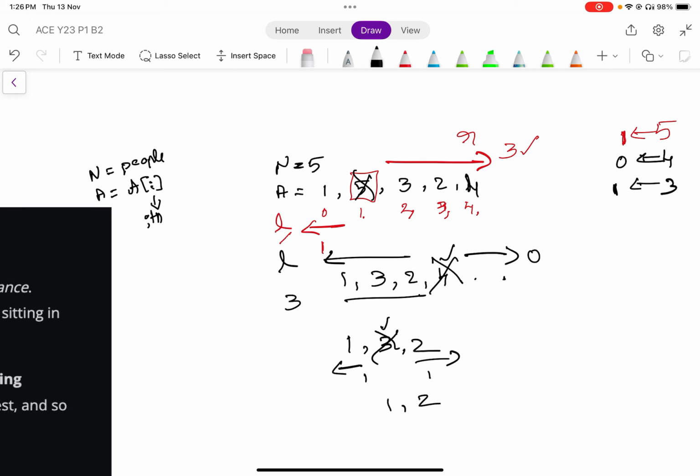Who has the top priority? 2. If this person moves to the left, how many people will be disturbed? 1 person. If this person moves in the right direction, how many people will be disturbed? 0 persons, because in the right direction no one is there.